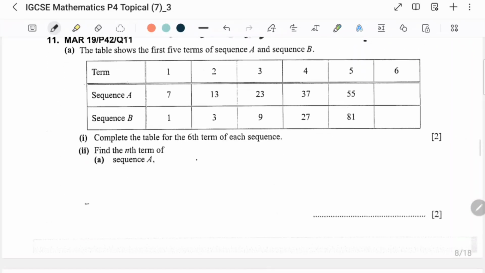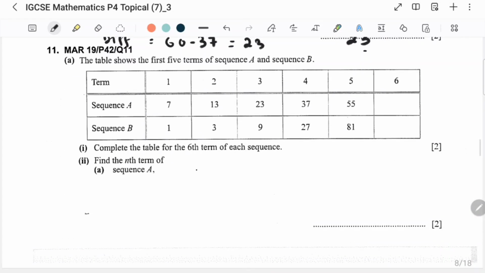Question 11, the nth term. The table shows the first five terms of A and B. We have to find the sixth term. So 7, 13. 13 minus 7 is 6, and then you will have 23 and 13, 10, 37 and 14 again.